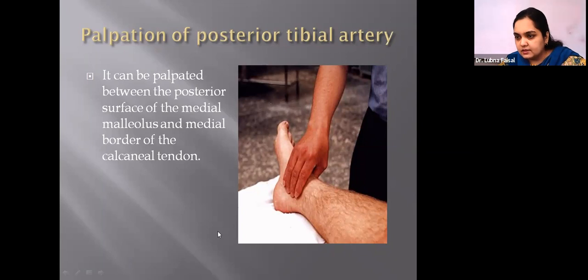The tibial nerve lies in the deep compartment and supplies muscles in the superficial group of the posterior compartment. Yes, it supplies all the muscles of the superficial subcompartment as well as the deep subcompartment: gastrocnemius, soleus, plantaris, flexor digitorum longus, flexor hallucis longus. All the muscles are supplied by this tibial nerve.